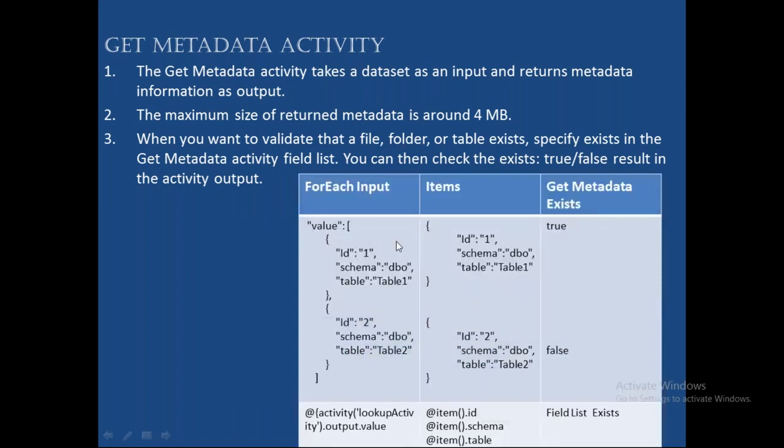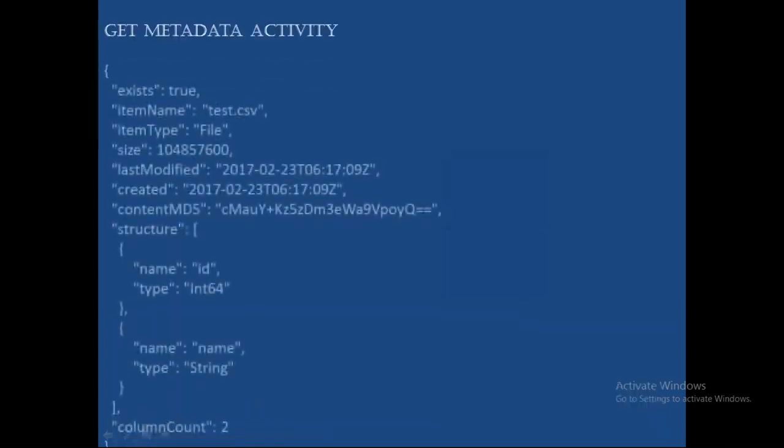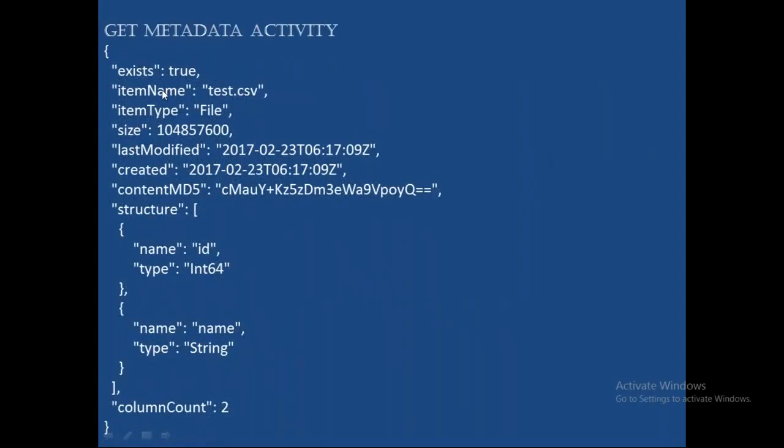See something like this. For each will give you this item, for each will give you this item. In this, I will take dbo and table name. So then I will pass dbo.table1, whether this is available in the database or not. If it is available, get metadata will return true. If it is not available, get metadata will return false. Okay. So these two items. Now get metadata activity, something like this. Exists is true if the table is available, it will be false if the table is not available.